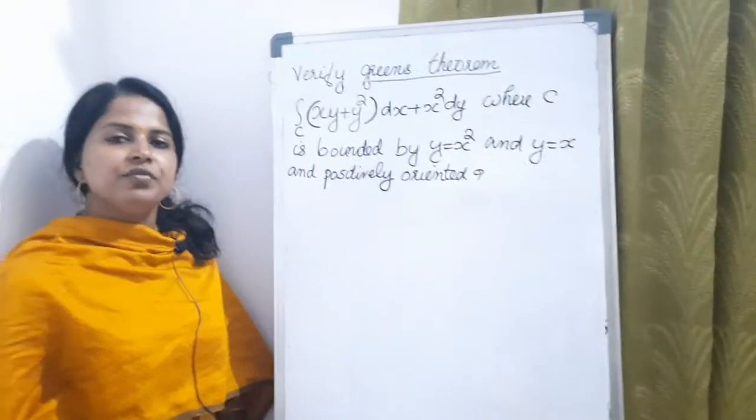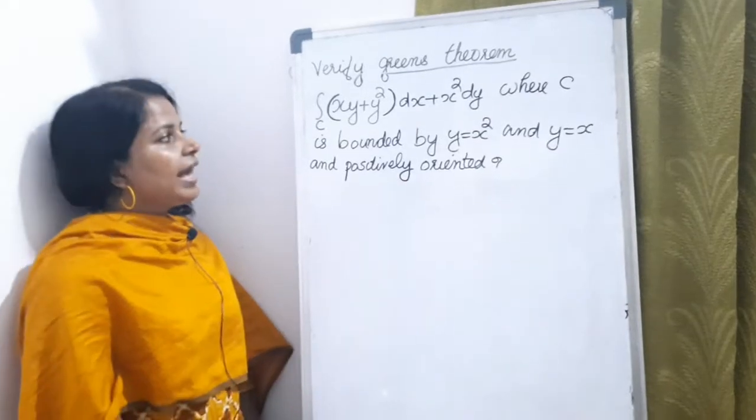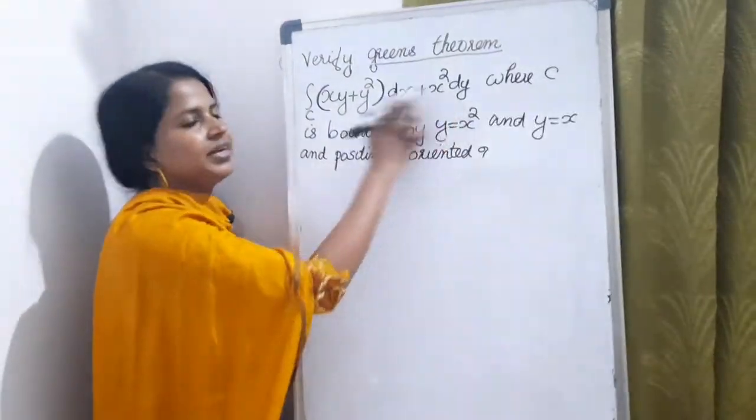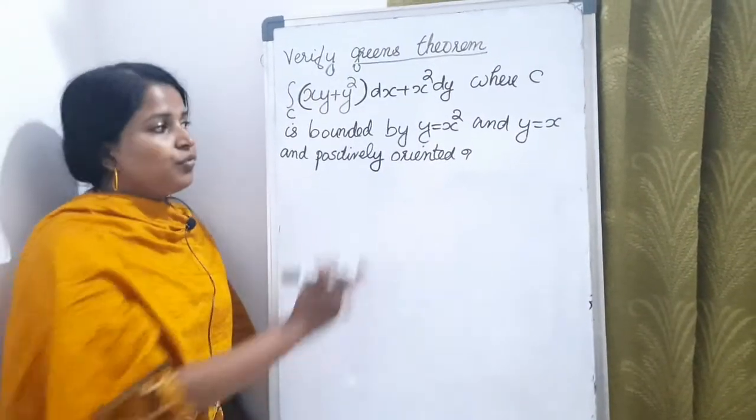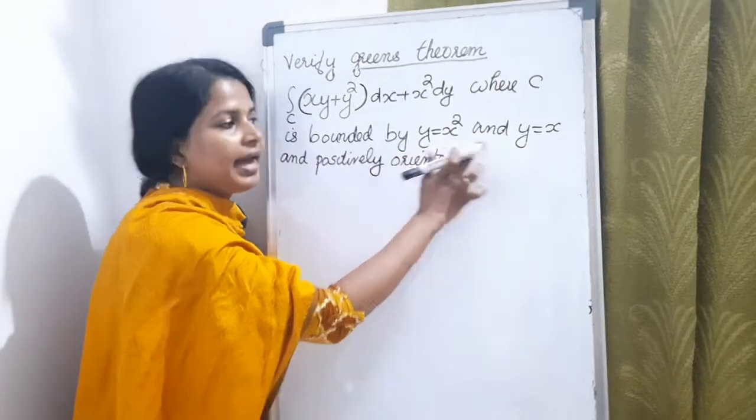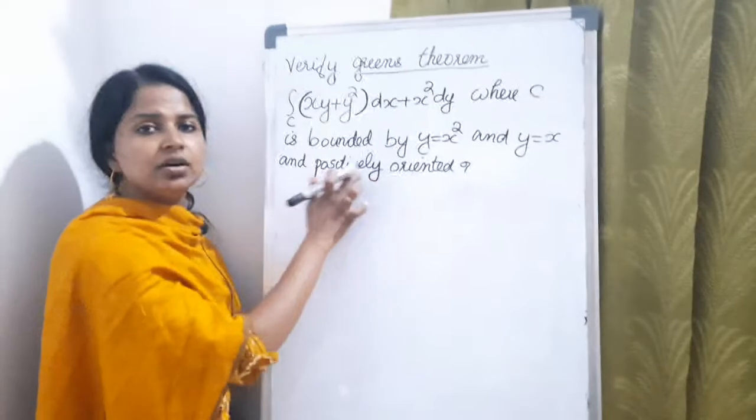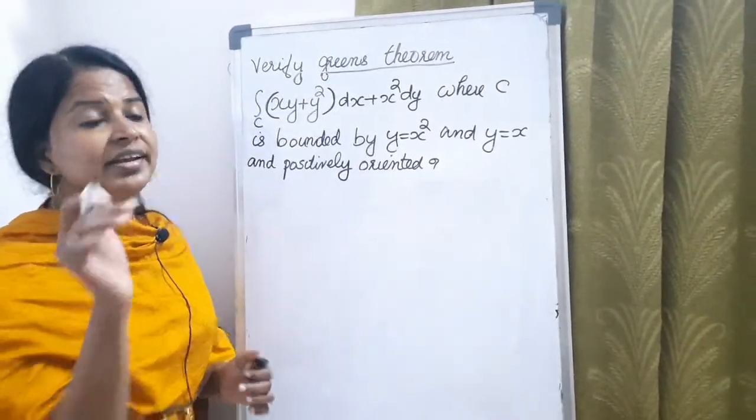Next problem, verify Green's theorem. Integral over C of (xy plus y square) dx plus x square dy, where C is bounded by y equal to x square and y equal to x and positively oriented. This is a problem from the section Green's theorem.